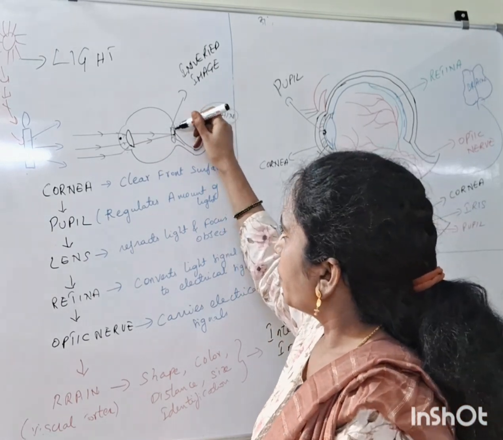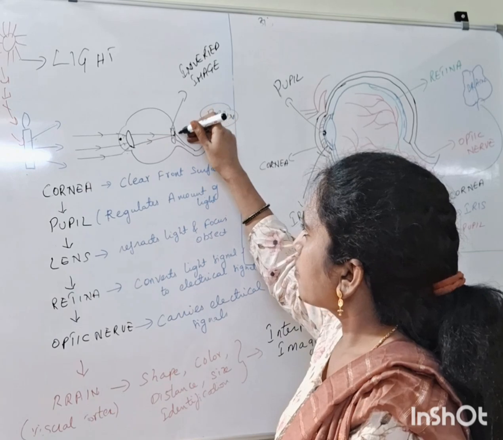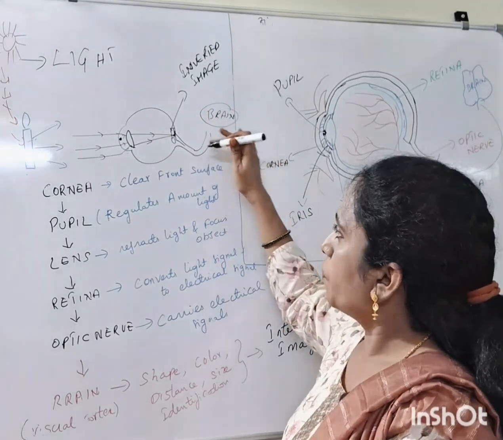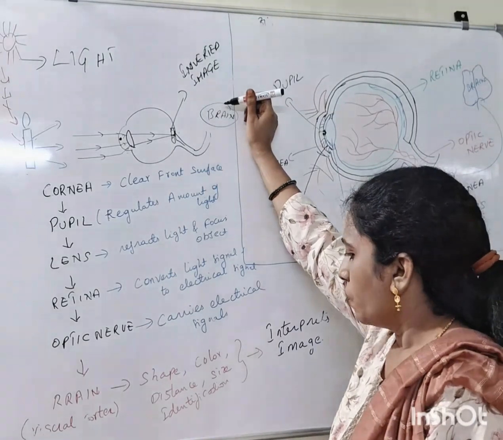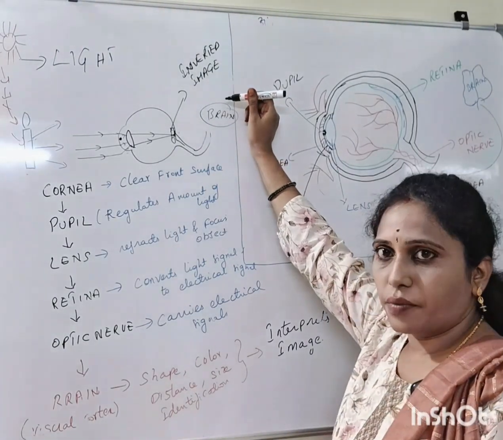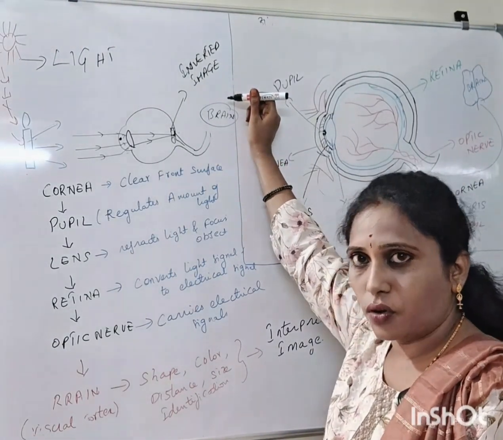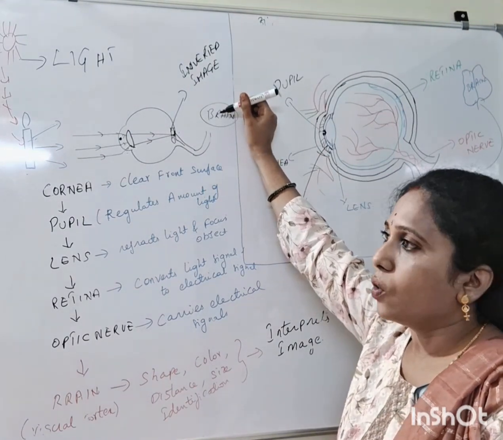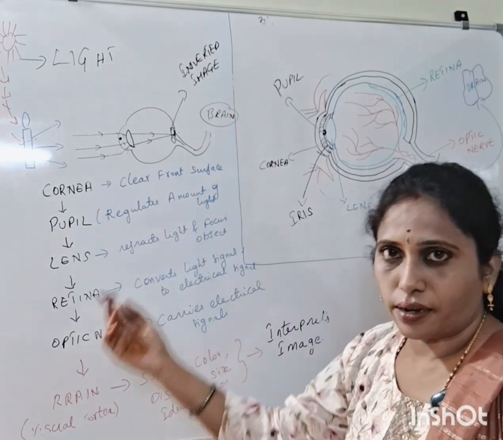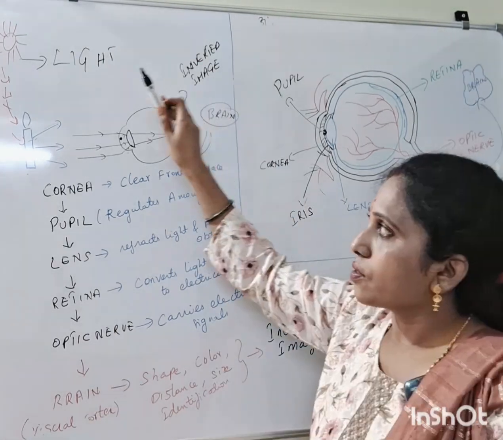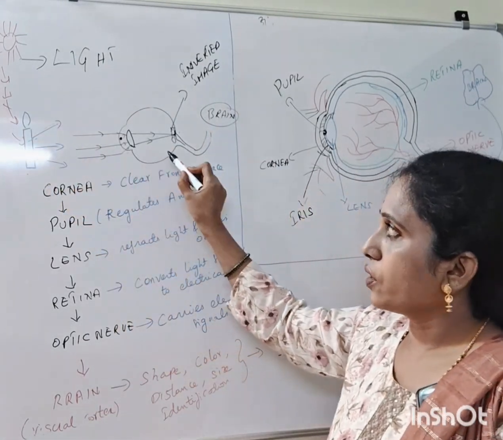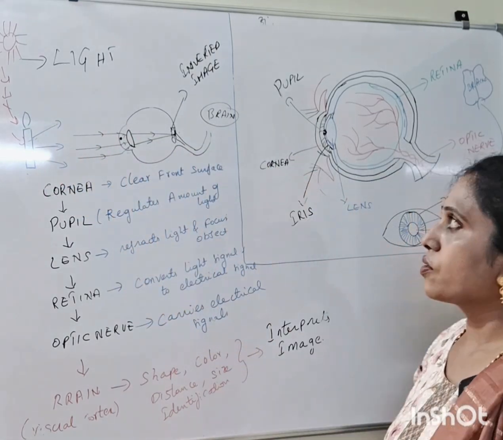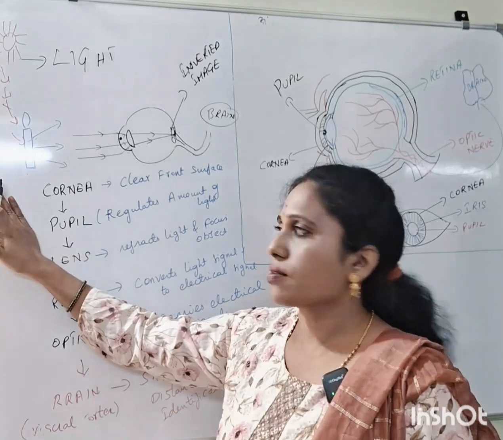When the image is formed, signals are sent to the brain with the help of the optic nerve. Then the brain interprets the image. That means the color of the image, the location of the image, everything is determined by the brain. Only when it reaches the brain can we recognize the object. So in order to see any particular object, this whole process takes place. Let's go a little deeper into the subject.